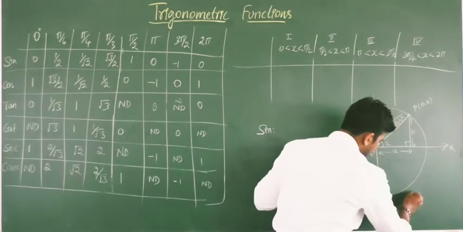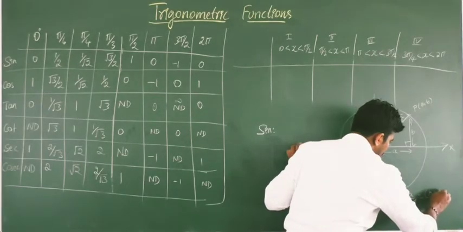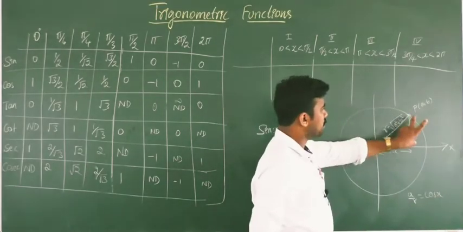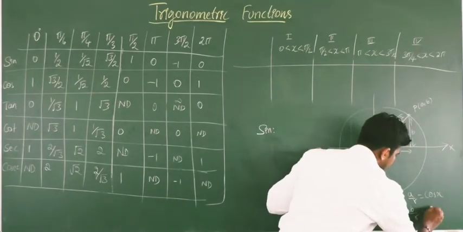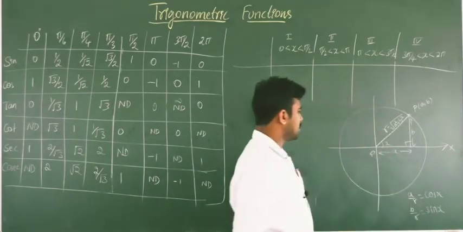So A by R is equal to cos x. Similarly, opposite by hypotenuse, that is B by R, is nothing but sin x.